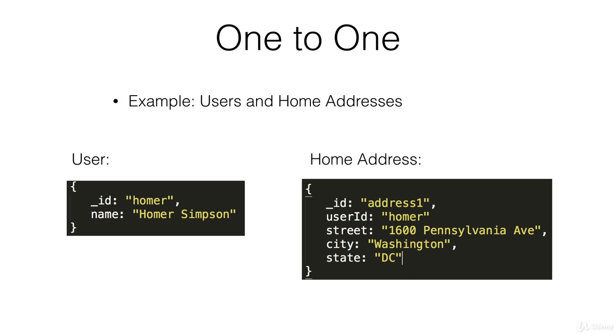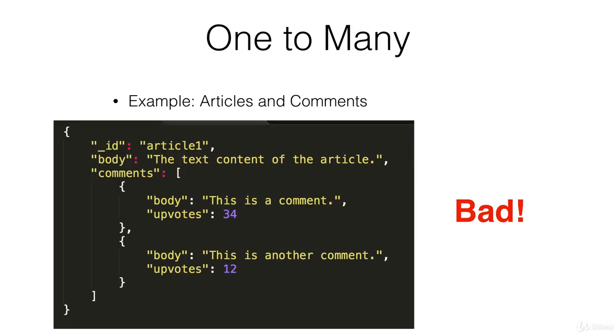So if I, for example, was looking at this user and I want to find his address, I would do db.addresses.find, where user ID is equal to Homer. So that's pretty straightforward, and you don't need to overthink one-to-one relationships.